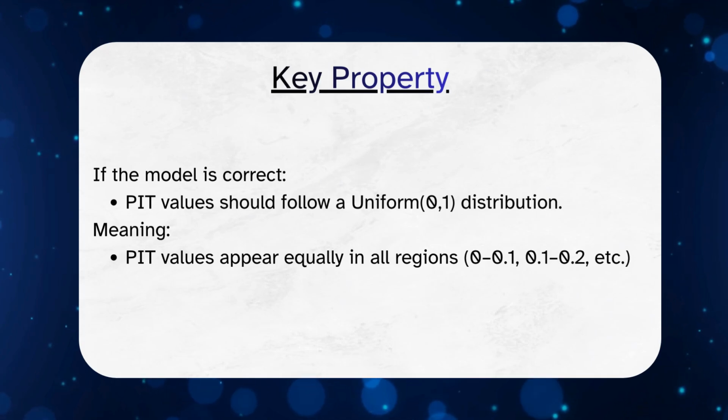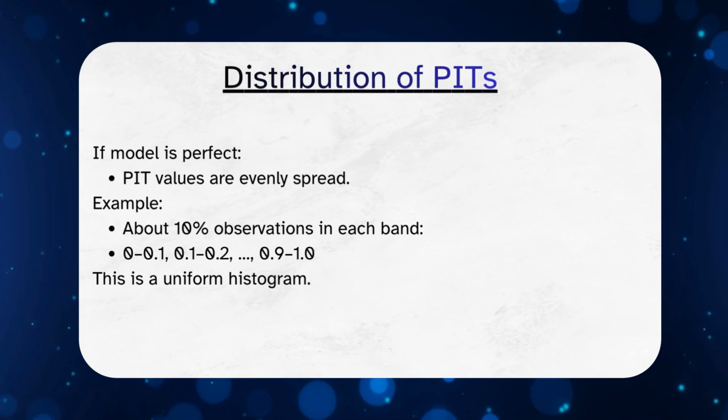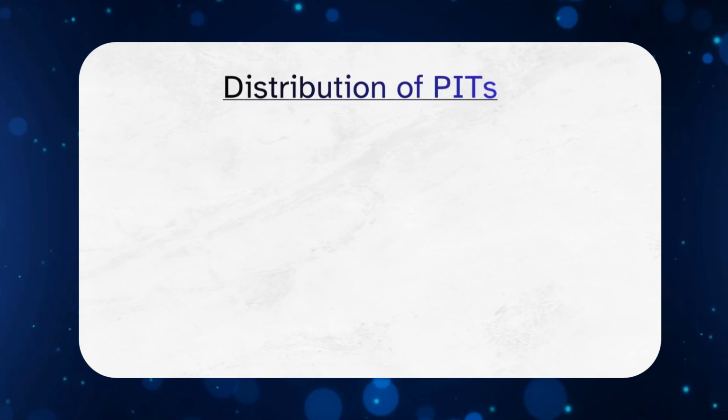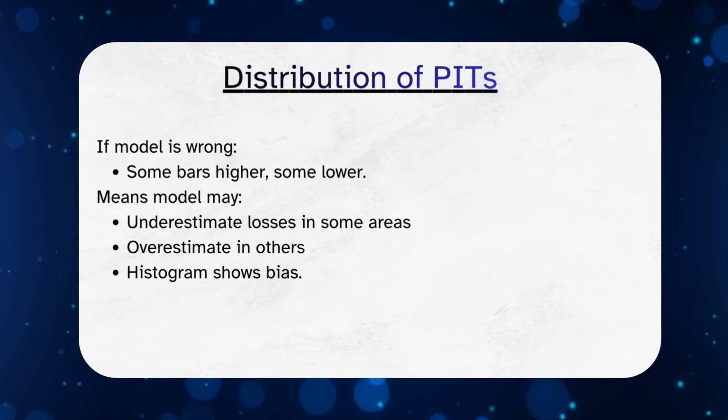The distribution tells a story. If the histogram is flat, the model understands reality. But if some bars rise higher and others fall lower, the story changes. Now the model may be underestimating risk in some regions, overestimating in others. The shape of the PIT distribution becomes a mirror showing model bias.